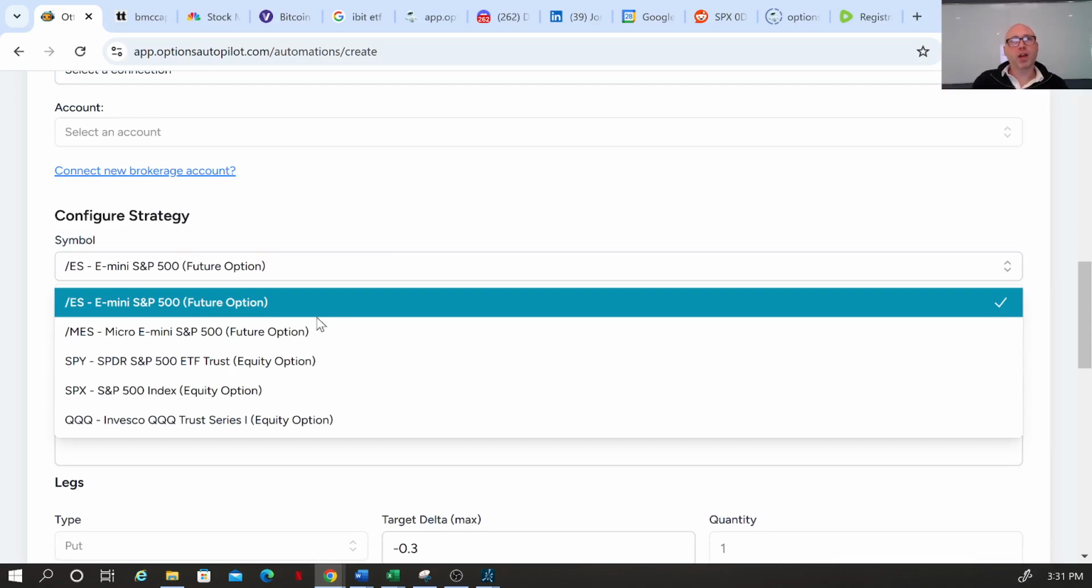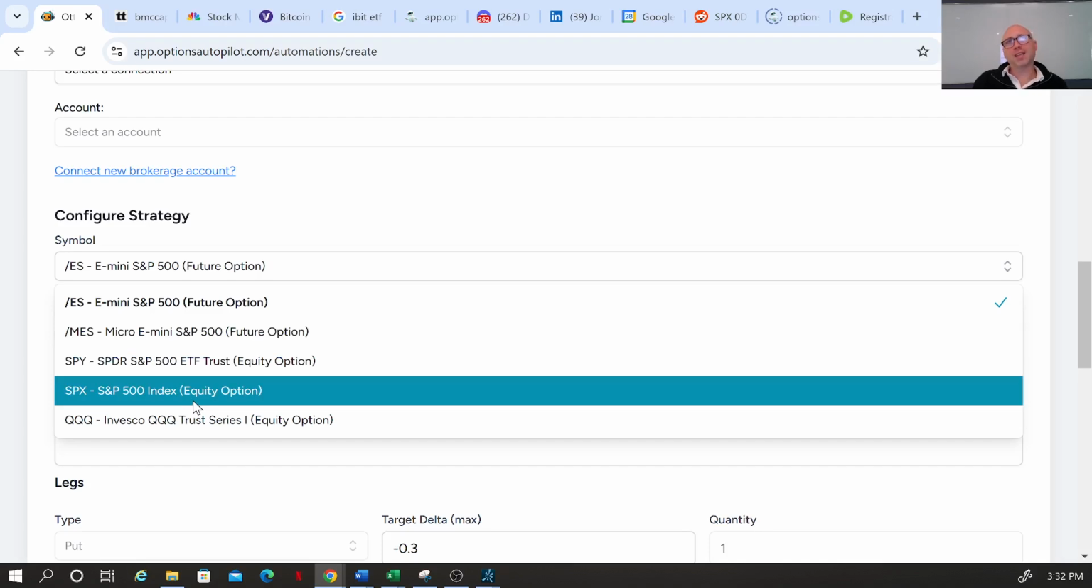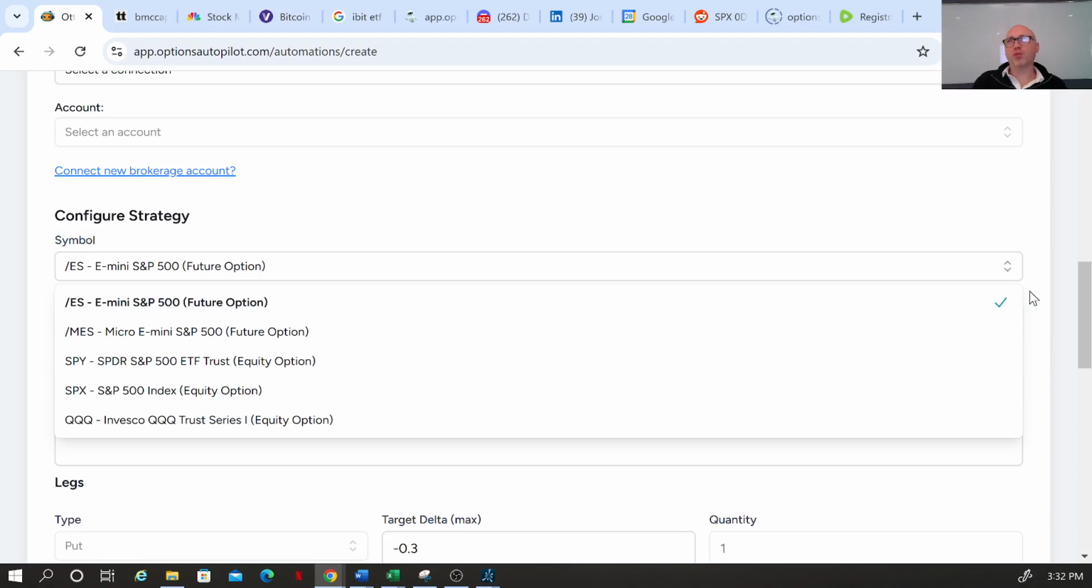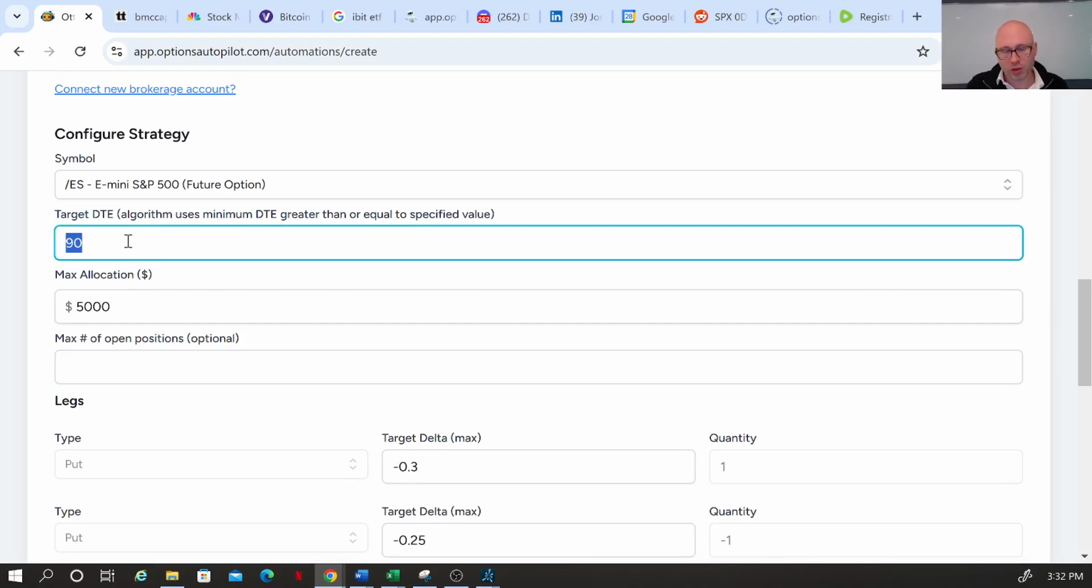Right now, we have MES, which is the micro futures option, SPY that requires more margin, or SPX, which is the big boys. That's the most capital required, but obviously that's going to be the most liquid. But we are going to expand this significantly. We already have the ability to do oil, gold, bond futures, all of those, and those will all be live as of probably everybody watching this video. So right now, though, we're doing ES.